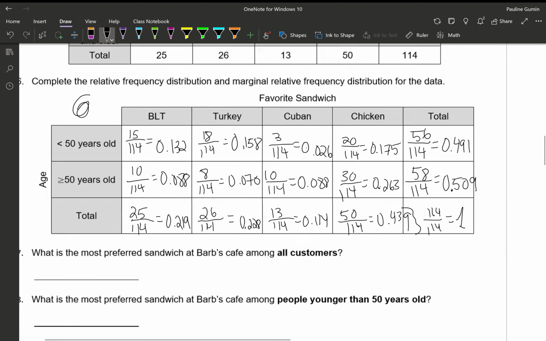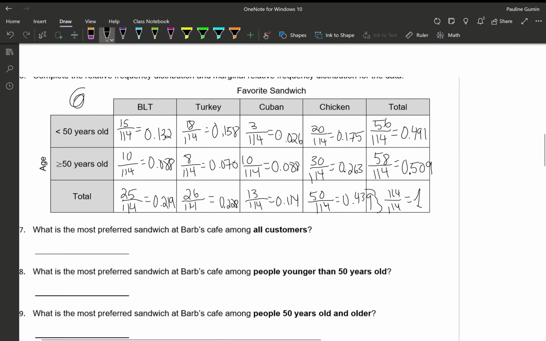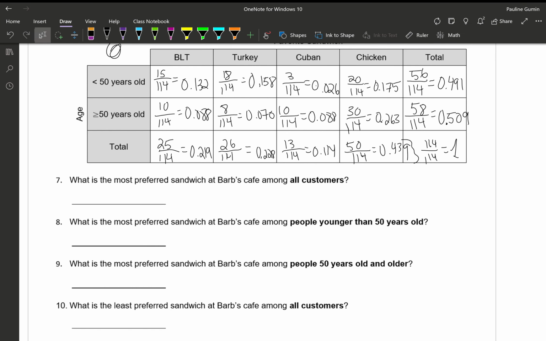Okay, now that we've completed the marginal relative frequency table, let's answer some questions. What is the most preferred sandwich among all customers? So I'm going to look at the total. It looks like the chicken sandwich is the most popular and had the biggest total, plus it has the largest decimal.